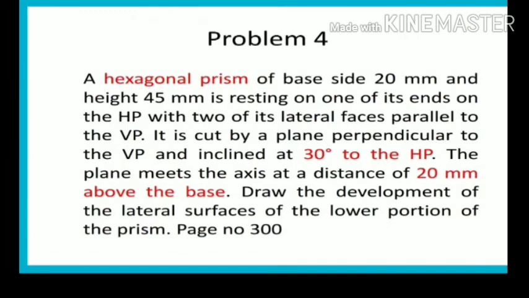Next, we will see the next problem: a hexagonal prism of base side 20 mm and height 45 mm is resting on one of its ends on HP with 2 of its lateral faces parallel to VP. It is cut by a plane perpendicular to VP and inclined at 30 degrees to HP. The plane meets the axis at a distance of 20 mm above the base. Draw the development of the lateral surface of the lower portion of the prism.